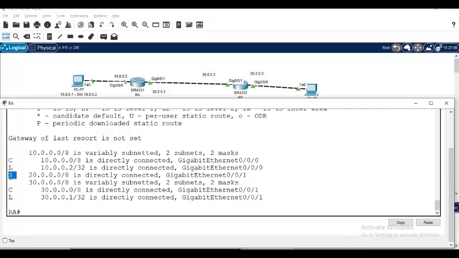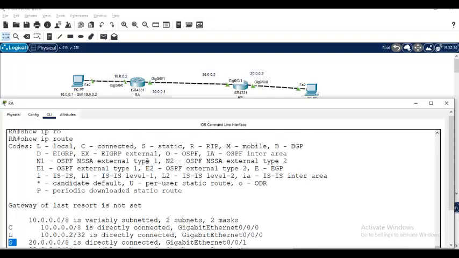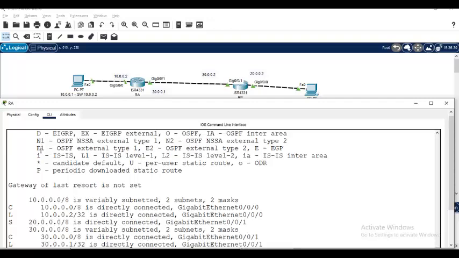See, S means what? Static. C means what? Connected. L means local. Statically, I have said if a packet to 20 needs to go, send it out via this interface. Someone tell me, if I ping from 10.0.0.1 to 20.0.0.1, will I be able to ping now?